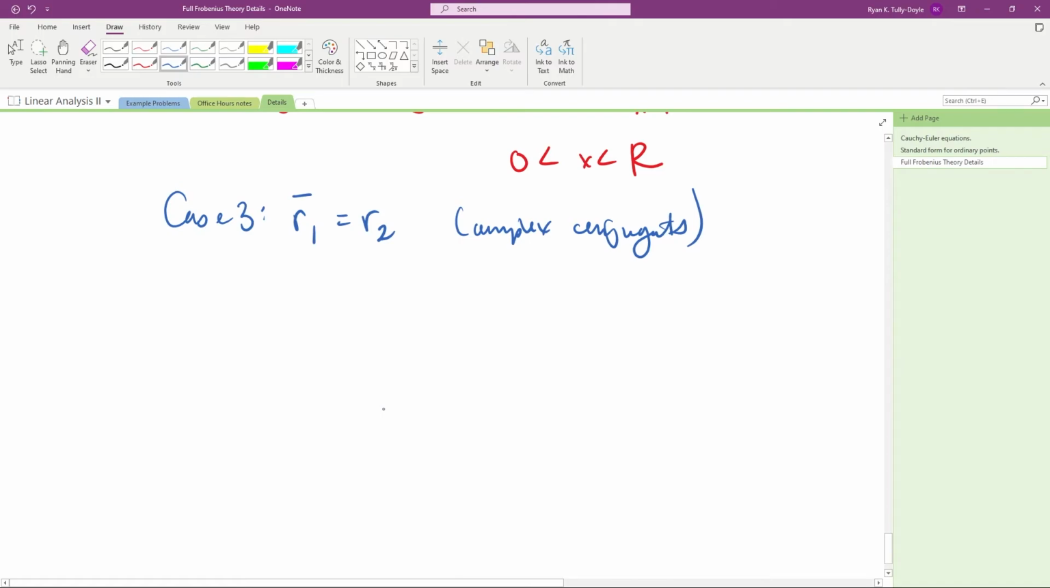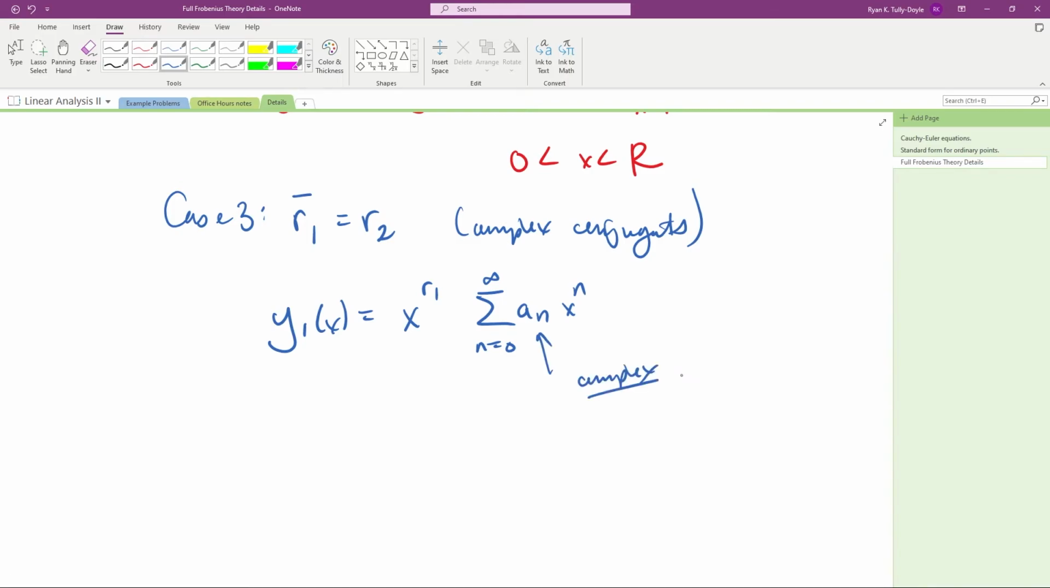Case 3 is where we have complex conjugates as roots to the indicial equation. And in that case, we can actually still produce a Frobenius series. It's completely happy to compute on a complex number. So it's going to turn out to be the case that when you do that, you write down y1 of x is equal to x to the r1 times the sum from n equals 0 to infinity of an x to the n. What will happen in this case is that these numbers will be complex.